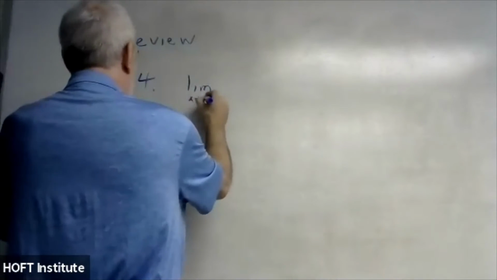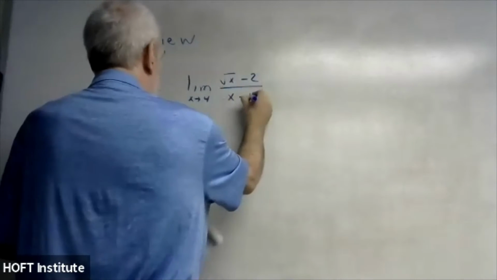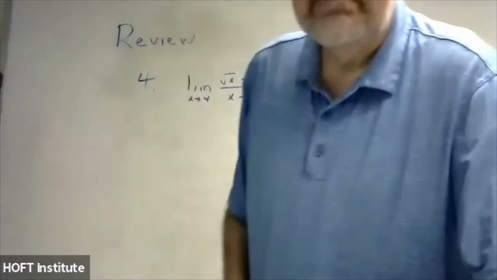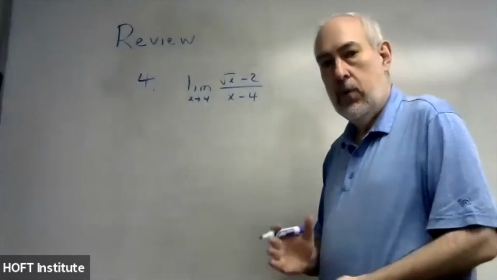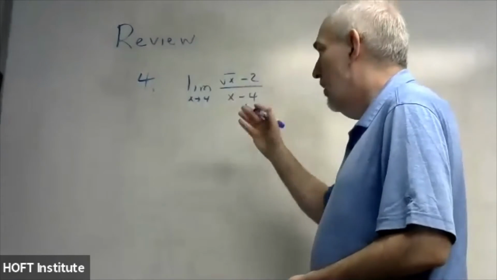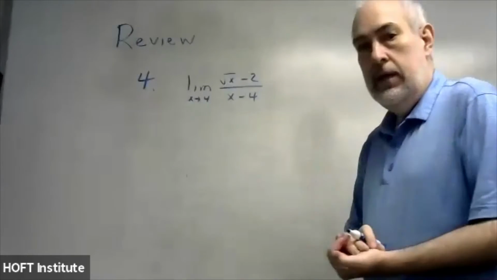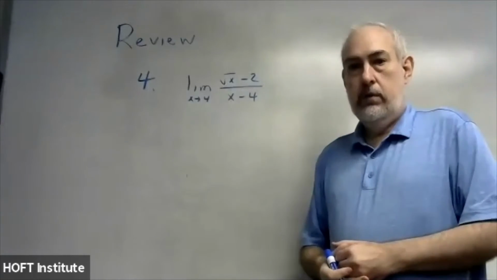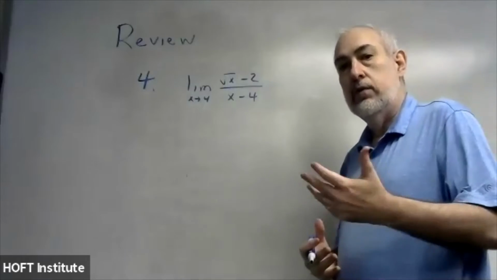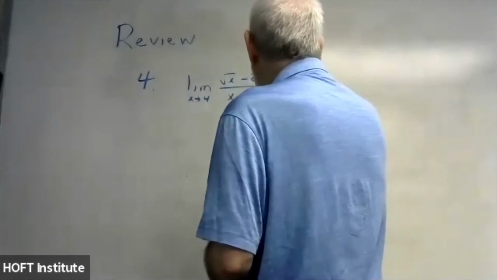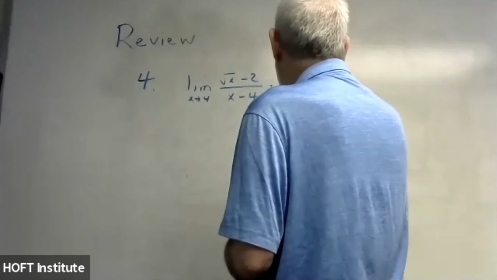Limit as x approaches 4 of square root of x minus 2 over x minus 4. Okay, first thing, try to plug in your number 4, and you're going to get 0 over 0. So we need to simplify. We can't factor, so we instead have to use the conjugate, because when you have problems involving square roots, using the conjugate usually will give you, eventually, a factor that will cancel on the top and bottom.